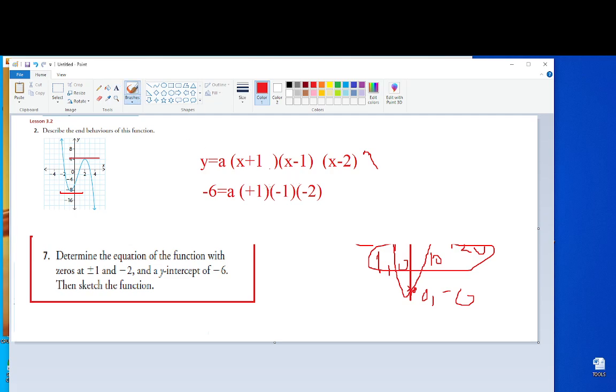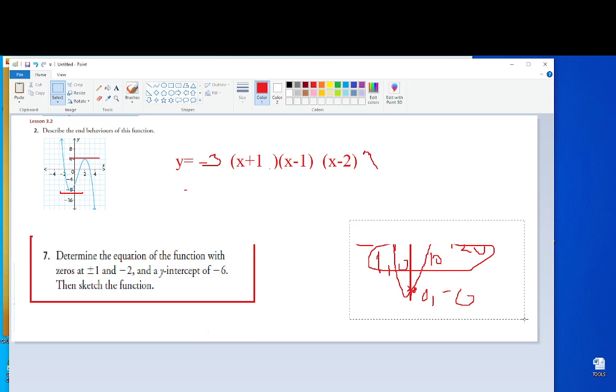Okay, well, I'll just keep going. 1 times minus 1 is minus 1. Times minus 2 is plus 2. So that means this comes out to plus 2. So that means 2a is equal to minus 6. I have to figure out a, so I'm going to divide both sides by 2. The 2's cancel. Minus 6 divided by 2 is minus 3. Which means I can now, where I see a, just rewrite the general equation and put minus 3 there.